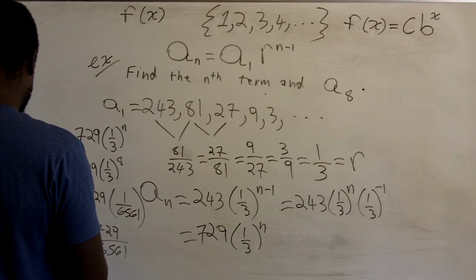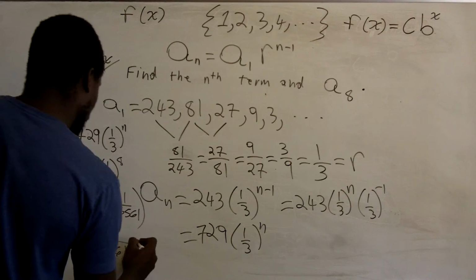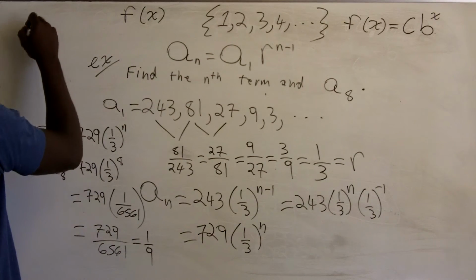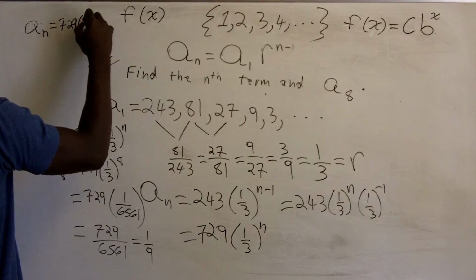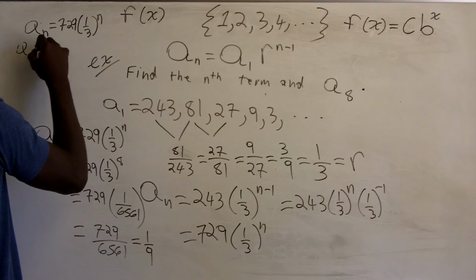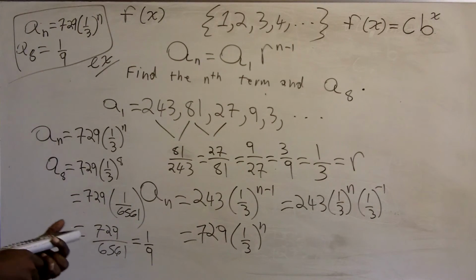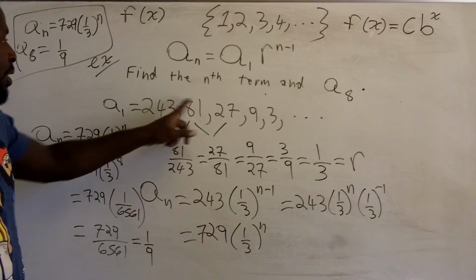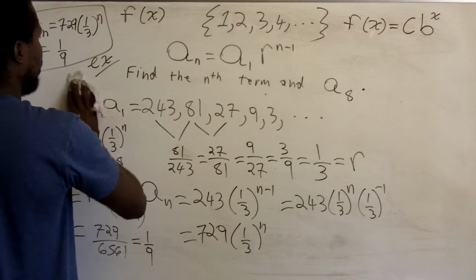Which reduces to 1/9. So I have that an is equal to 729 times 1/3 to the nth power, and I also have that a8, the 8th term, is 1/9. So there you have it. That's the nth term. If you're given the sequence itself, that's how you do it. And I want to draw your attention back to one thing here.